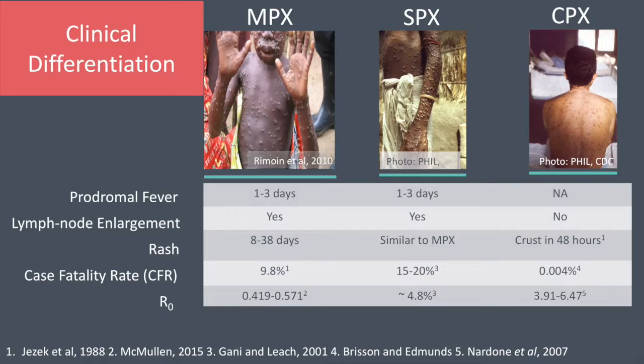Similarly, the rash in monkeypox kind of comes all at once and lasts for quite a long time, whereas in chickenpox, vesicles will crust over in about 48 hours, but new ones will pop up sporadically too. The case fatality rate of monkeypox is much higher than chickenpox, and transmissibility is lower, as I've already stated.